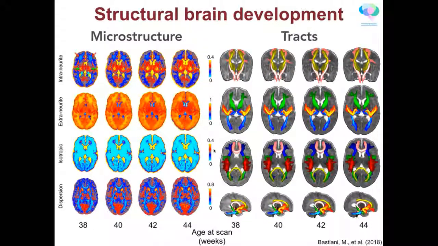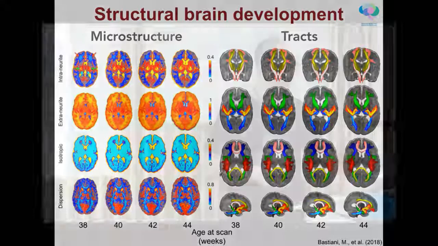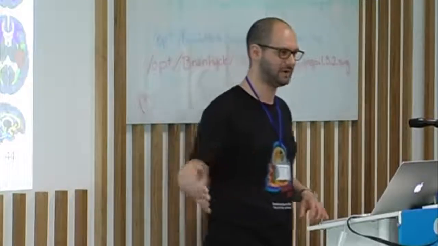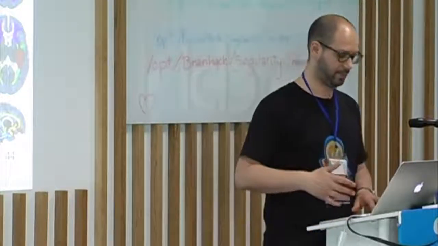So you can compute an average within a certain tract-specific mask, and now you can plot it on a temporal axis. So you have the different weeks of development, 38 weeks, 40 weeks, 44 weeks, which is the age at which the baby has been scanned.